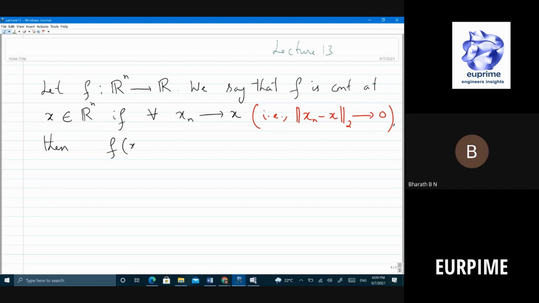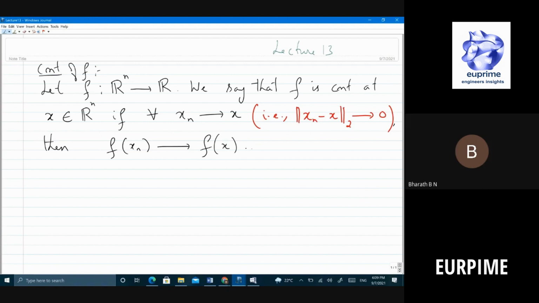Okay, is this clear? Now we say that, you take any sequence xn converges to x, then you look at f of xn. See, f of xn is a number, right? It's a sequence of numbers. So this should converge to f of x, right? So this is what you mean by continuity of a function f at x. Okay. Now this is continuity of f.